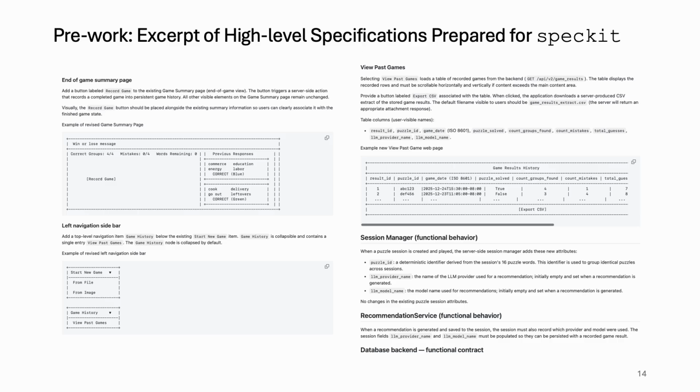On the right, we describe what data must be persisted in the database and what is shown for view past games. We define an option to export CSV, the persisted data. Finally, the high-level specs define the new functional behavior expected to ensure session data records those LLM details at the right time without affecting existing behavior.